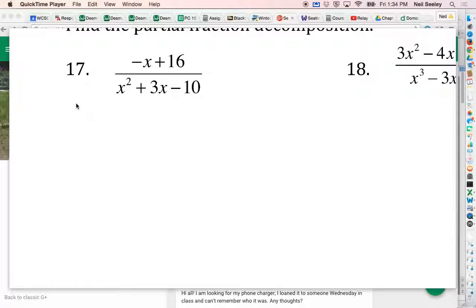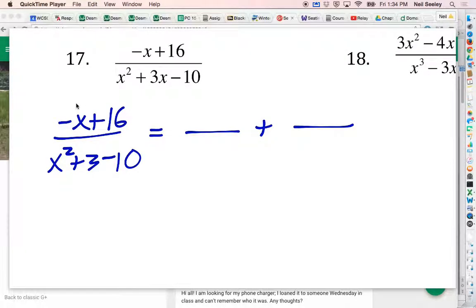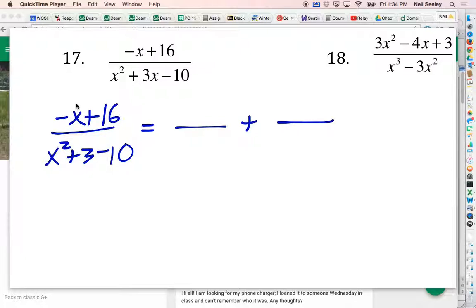So when you do partial fraction decomposition, here's what our goal is. We take this fraction, negative x plus 16 over x squared plus 3x minus 10, and we bust it up, because it's fun to bust things up sometimes. So I'm going to bust it up like this and like this into two fractions that are simpler in some ways than the original rational function. So that's the idea. The denominators of these are kind of fun to find.